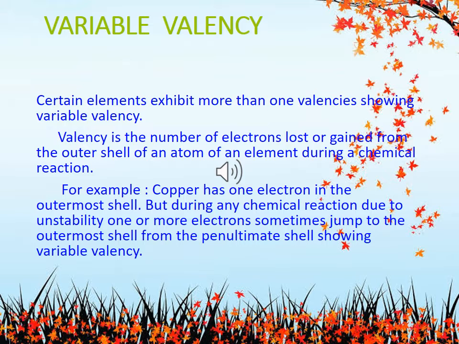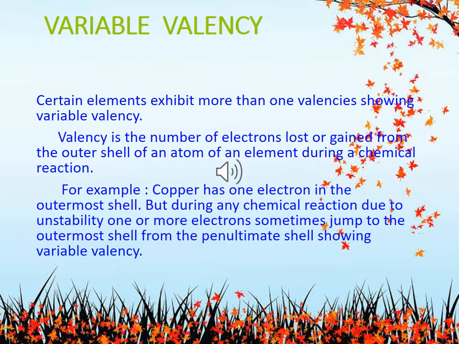But during any chemical reaction, due to its instability or unstable nature, one or more electrons sometimes jump to the outermost shell from the penultimate shell, means the previous shell, means the outermost shell and the second last shell. So sometimes one or more electrons jump from the second last shell to the last shell.